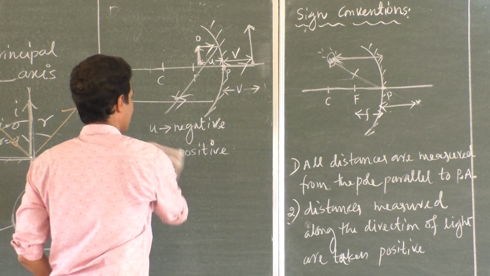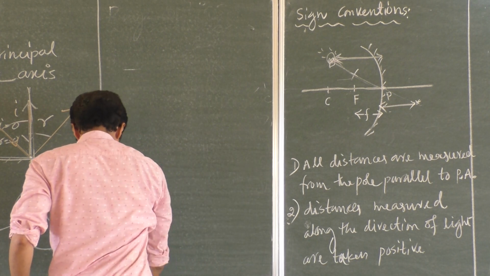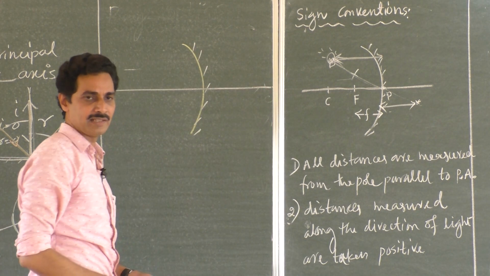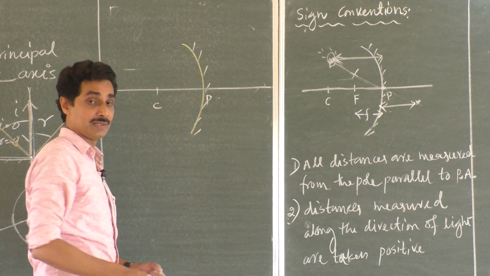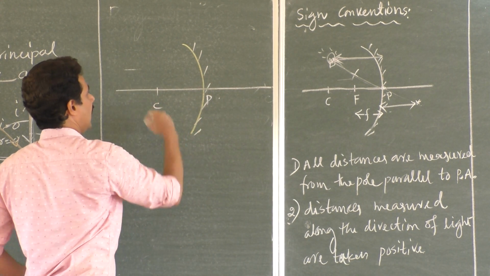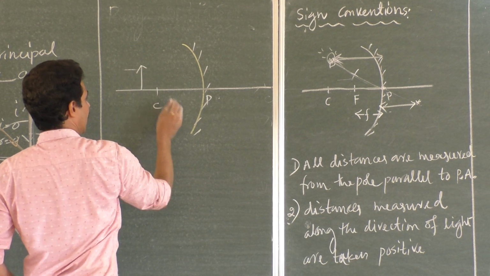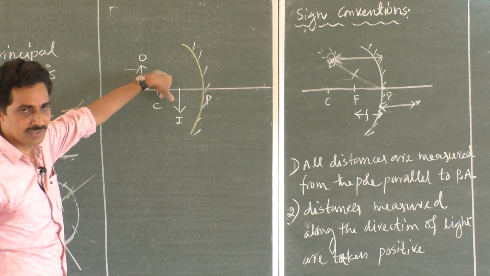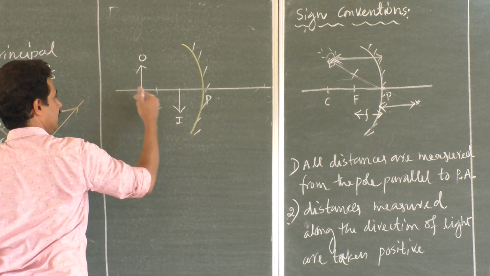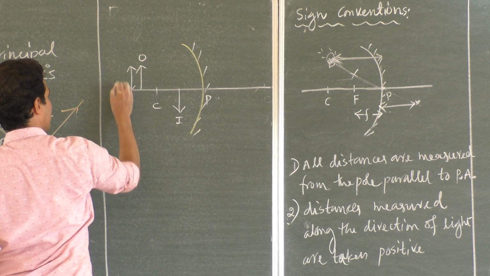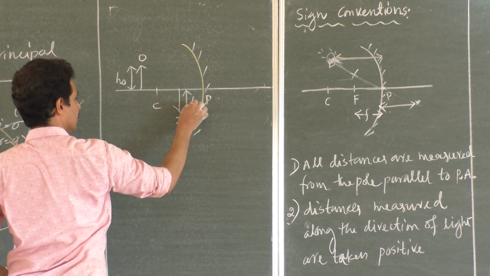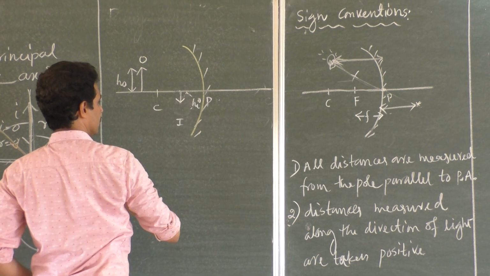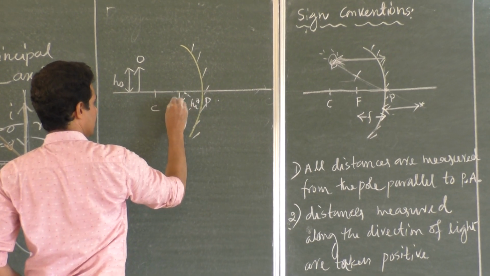Now, suppose you get an object and image like this. If this is a mirror, and this is the principal axis, the line joining the center and pole. Every time I repeat that definition so that it becomes a little familiar. And suppose there is an object here, and I get an image here. Suppose I hold a candle flame here, and the inverted image of the candle flame is formed here. This height above the principal axis, I call the height of the object, and the height of the image, let this be somewhat smaller, like this. So this is the height of the image.